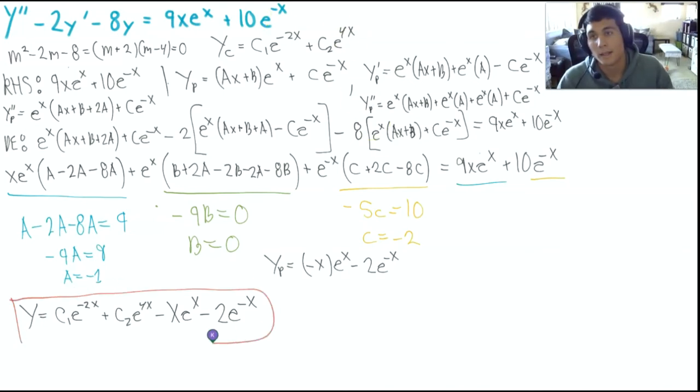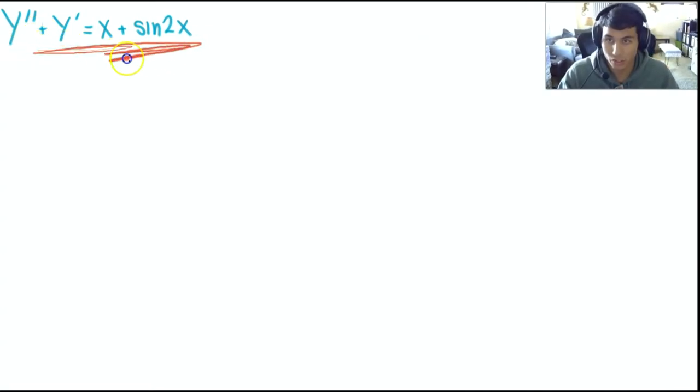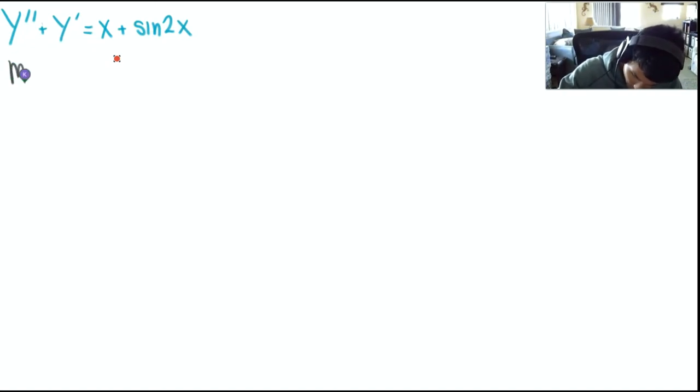I think this will be our last method of undetermined coefficients example. And let's see what happens. All right. Auxiliary equation, let's not use that font.